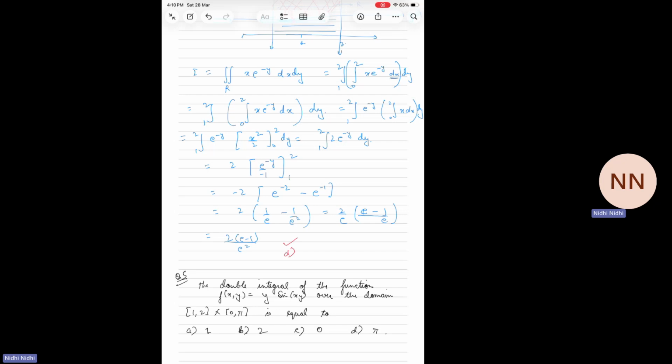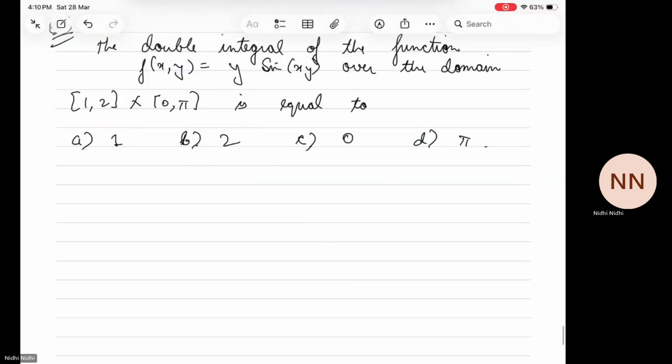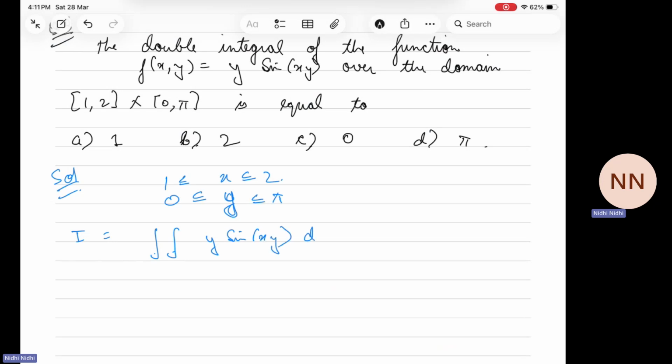Okay, so let's solve this. We are given that x lies between 1 and 2 and y lies between 0 and pi. That means we need to find the integral of y sine xy dx dy. So x is from 1 to 2, y is from 0 to pi.